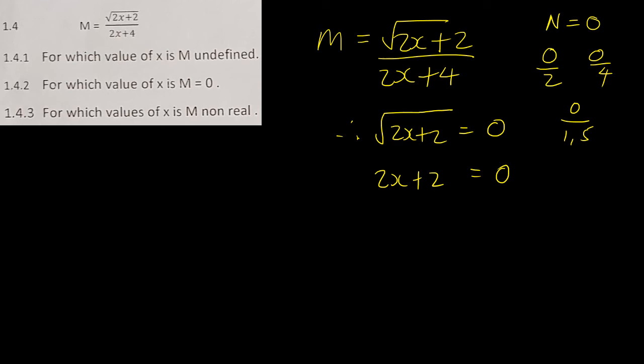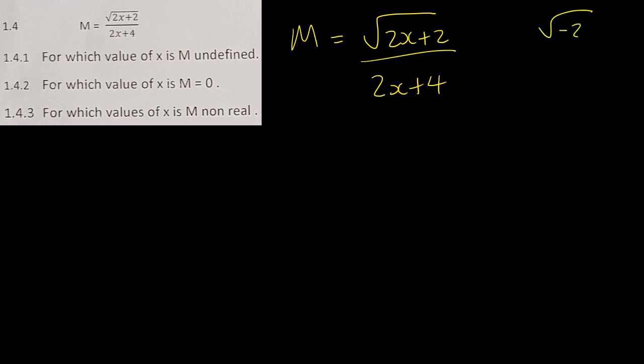So continuing, I've got 2x is equal to minus 2. Divide by 2, divide by 2, and then I've got x is equal to minus 1. Substituting this into the equation or the numerator, you get 2 times minus 1 is minus 2. Minus 2 plus 2 is 0. So the square root of 0 is 0, and 0 divided by the denominator will give me an answer of 0.